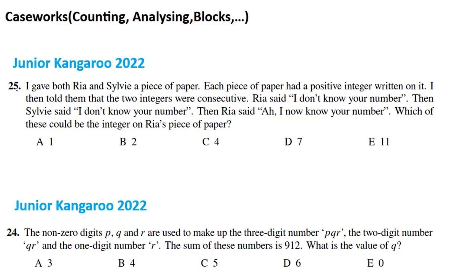Okay, let's solve problem 25 of Junior Kangaroo 2022. It says I gave both Ria and Sylvie a piece of paper. Each piece of paper had a positive integer written on it. I then told them that the 2 integers were consecutive. Ria said, I don't know your number. Then Sylvie said, I don't know your number. Then Ria said, oh, I know your number. Which of these could be the integer on Ria's piece of paper?